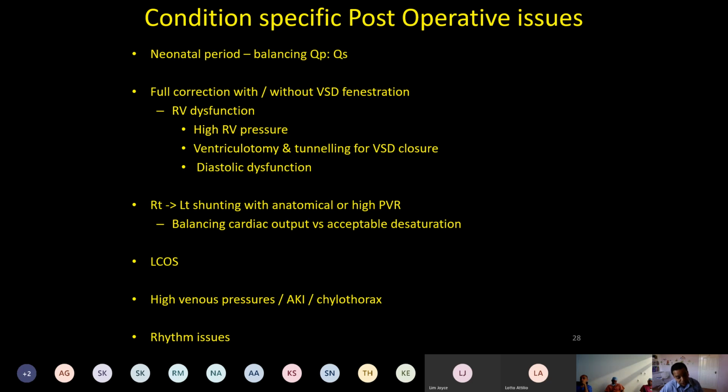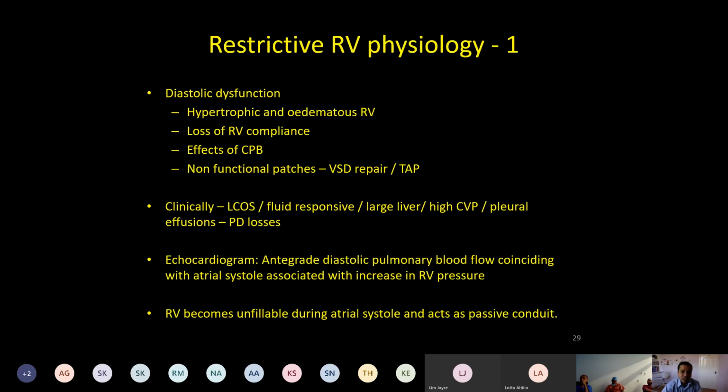Right-sided failure, high venous pressure, which will lead to poor kidney perfusion, AKI. There can be concerns about the chylothorax. When you're operating on a VSD, you may have challenges with rhythm issues. Last heading for me is restrictive RV physiology.